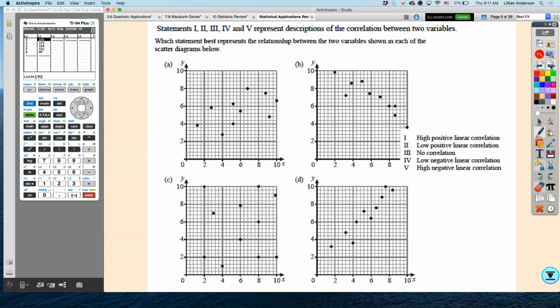Statements 1, 2, 3, 4, and 5 represent descriptions of the correlation between 2 variables. Which statement best represents the relationship between the 2 variables shown in each of the scatter diagrams? Take a moment, match A, B, C, D with 1, 2, 3, 4, 5. All right, Christian, what's A?